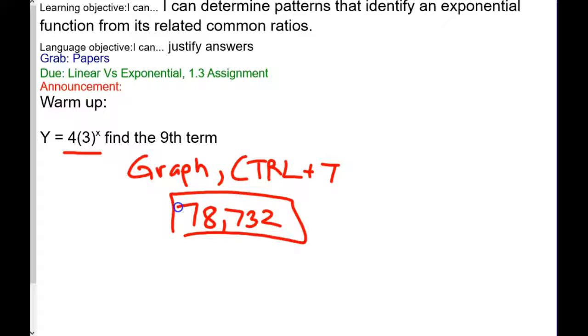So you're able to find terms using tables, whether it's linear or exponential, right? So everyone's got that down for their Thursday warm-up. Again, you'll do tomorrow's and then you'll turn it in. Easy grade, right? Hopefully. All right, now what's next?